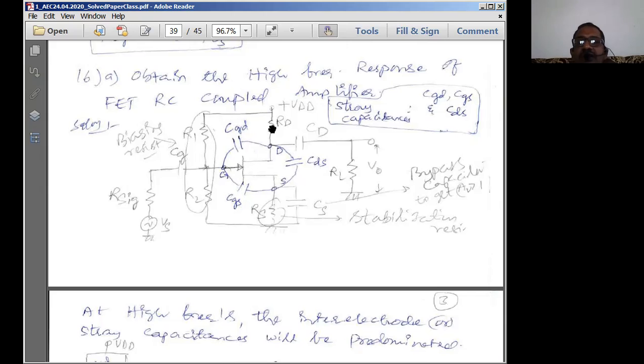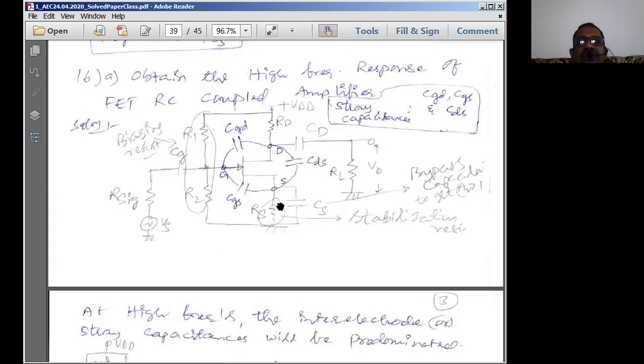Stray capacitances are known as virtual capacitors, where the effect of them will be predominant at higher frequencies, because they are not capacitors that are externally connected; they exist internally. Therefore they are called virtual capacitors, known as stray capacitances. Usually the stray capacitances exist between two terminals.